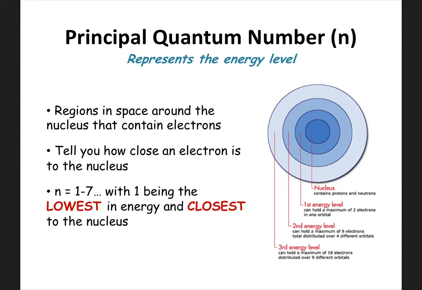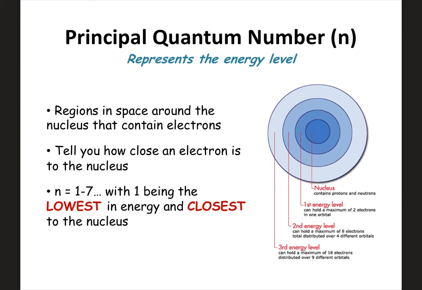Now we know the Bohr model of the atom is not 100% correct, but it does help us understand a little bit more about the atom here. So these energy levels and the principal quantum number tell you a little bit more about how close an electron is to the nucleus. So the principal quantum number can go from 1 to 7. 1 would be the lowest in energy and closest to the nucleus, and then 7 would be the highest in energy and furthest from the nucleus.